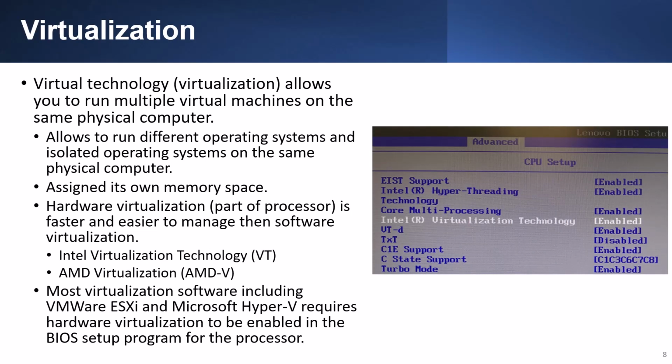Virtualization technology allows you to run multiple virtual machines on the same physical computer. It allows you to run different and isolated operating systems on the same physical computer. Each is assigned its own memory space. Hardware virtualization, which is part of the processor, is faster and easier to manage than software virtualization.